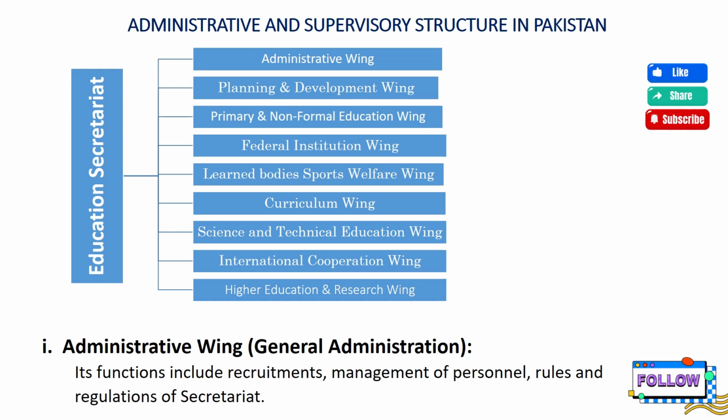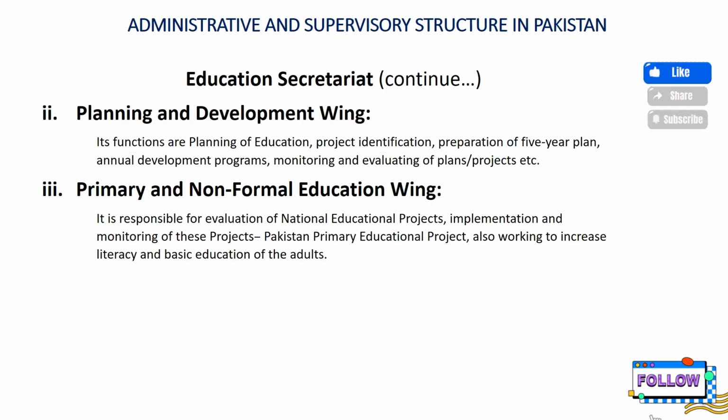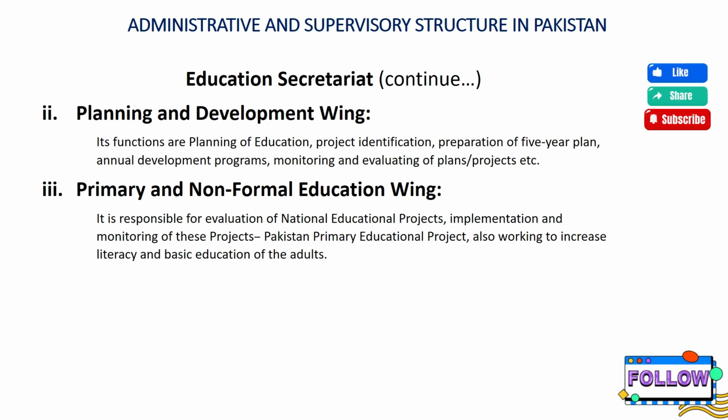The first one is the Administrative Wing, or we can say the general administration. Its functions include recruitment, management of personnel rules, and regulation of the secretariat. The second is the Planning and Development Wing. Their functions are planning of education, project identification, preparation of five-year plans, annual development program, and monitoring and evaluating of plans or projects, etc. The third one is the Primary and Non-Formal Education Wing. They have the responsibilities for evaluation of national educational projects, implementation, and monitoring of these projects. The Pakistan Primary Education Project is also working to increase literacy and basic education for adults.